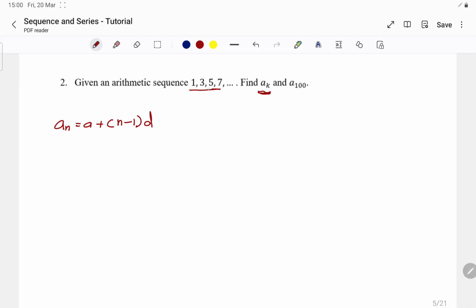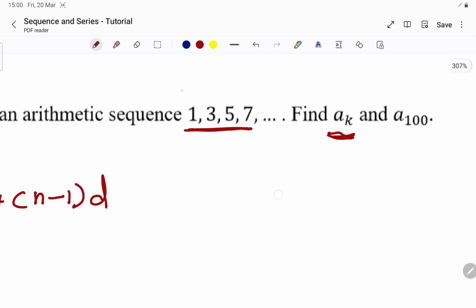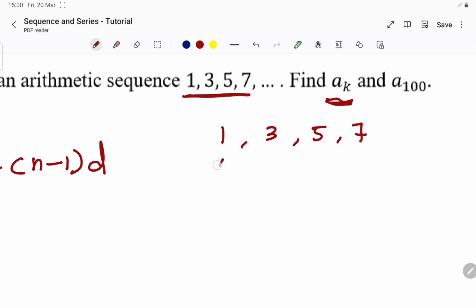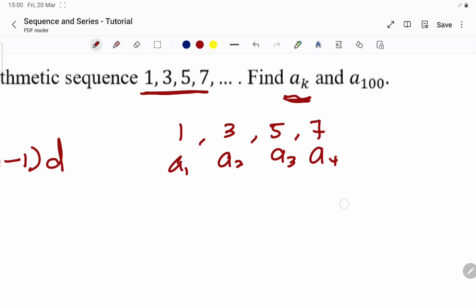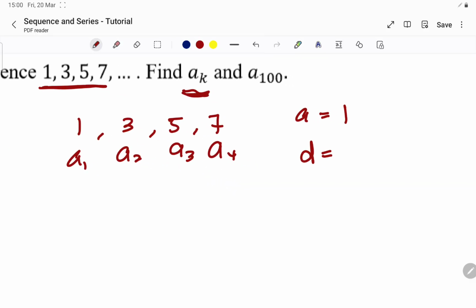From our sequence, 1, 3, 5, 7, this is our A1, A2, A3, A4. From this, we already got the first term, which is a equal to 1. And then we can also get our d, because we know that this is an arithmetic sequence. d is the difference between the second term and the first term. So A2 minus A1. A2 we have 3, minus A1 we have 1.